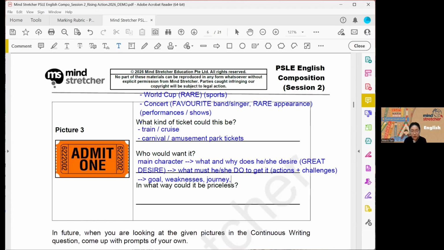And then what does your character get out of this? What's the outcome? Okay. Once you have a storyline, you'll be able to fill in the last blank. Midway could be priceless. So I finally get to. I'm going to give you some sentence stems.